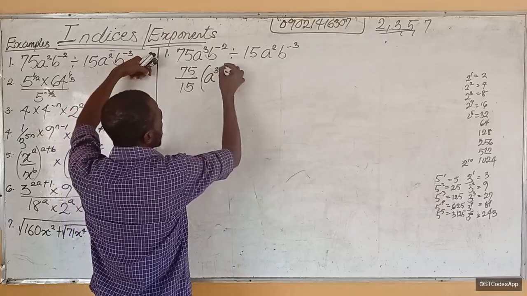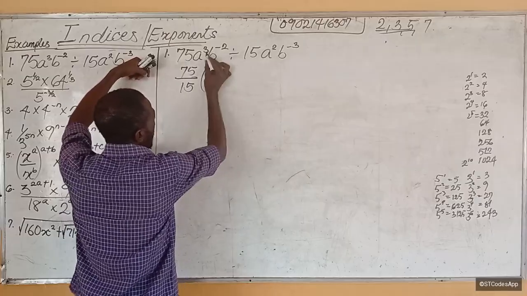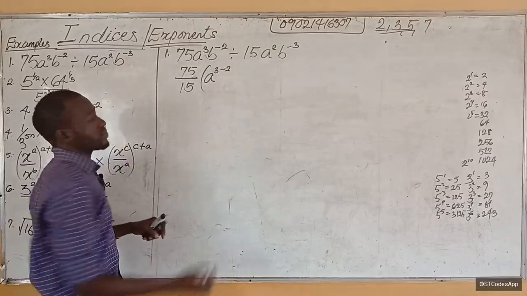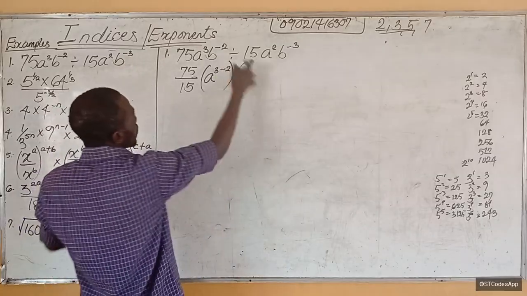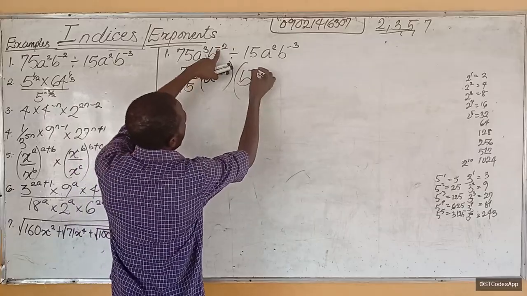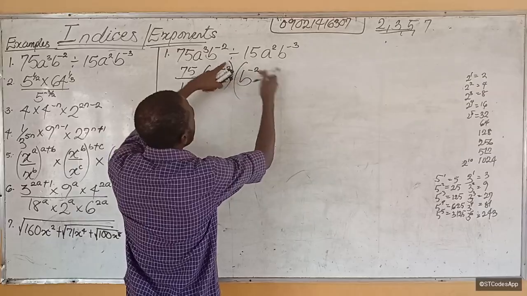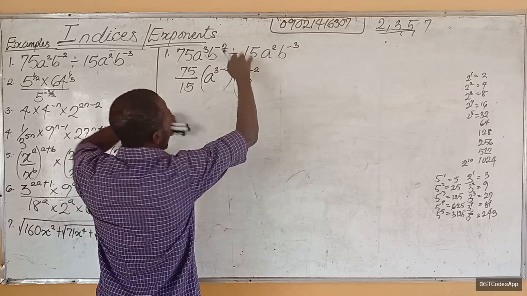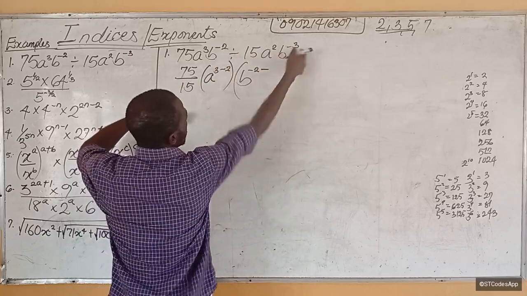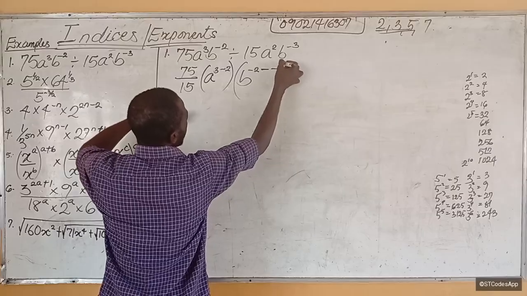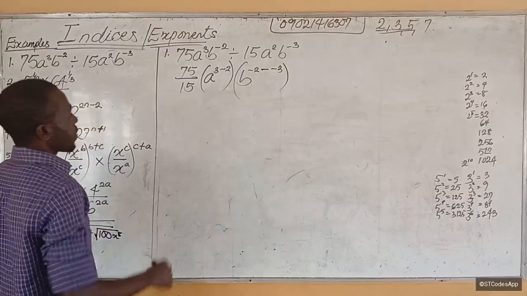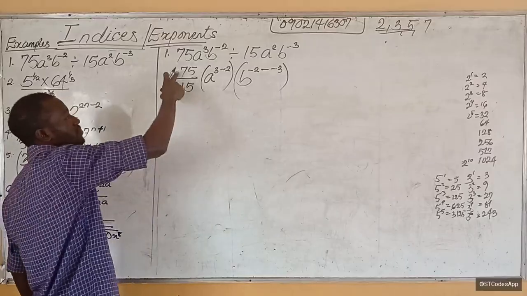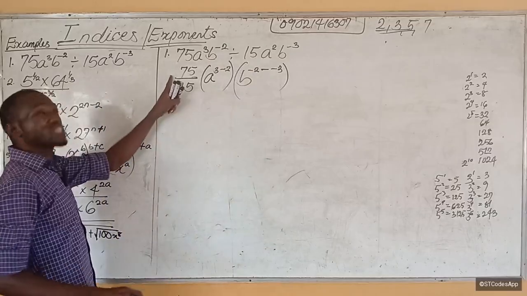Division of the bases means subtraction of the powers, right? I'm picking a and a together now, so it will be subtraction of their powers. Then multiplied by b, which is here raised to power minus 2. Since the bases are being divided, because b is repeating itself, I'll say minus, then minus 3. I hope this is clear. Why did I not pick one of these? Because the numbers are not the same, this 75 and this 15, so I brought them together.